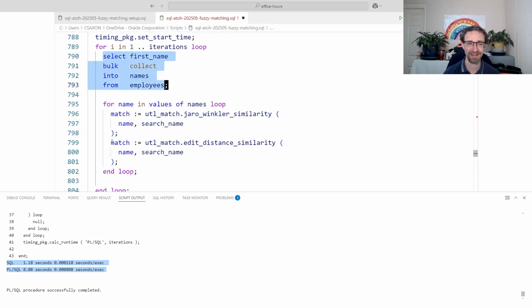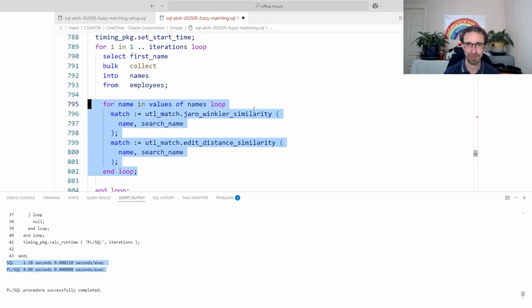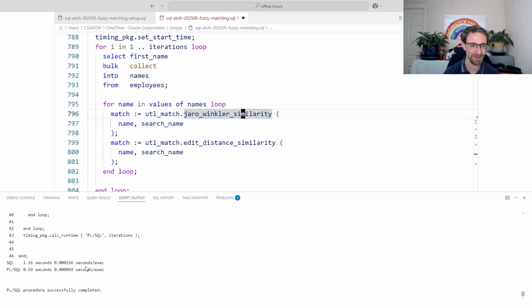Let's fetch all the data and then use a PL/SQL loop to actually do the UTL_MATCH matching. So what's going to happen here? Let's have a look and see. Overall, hopefully this will be much faster. Yep, much faster. SQL, unsurprisingly, takes basically the same amount of time, just over a second. But notice the PL/SQL is now actually faster, about half the runtime here.